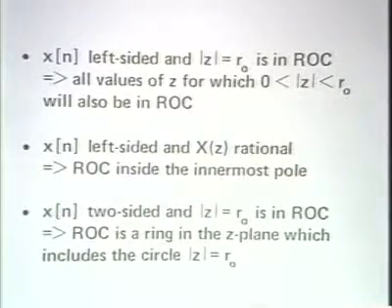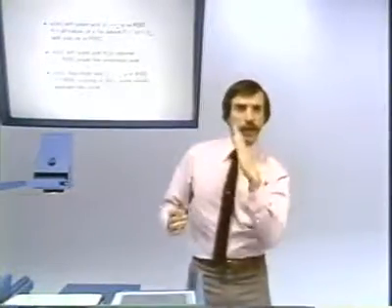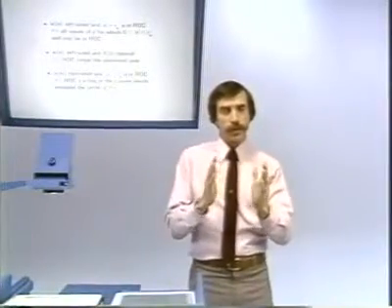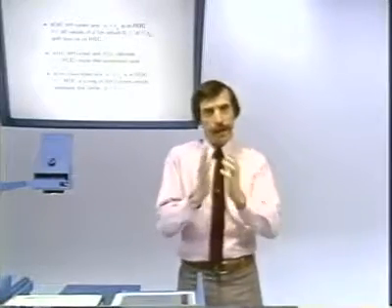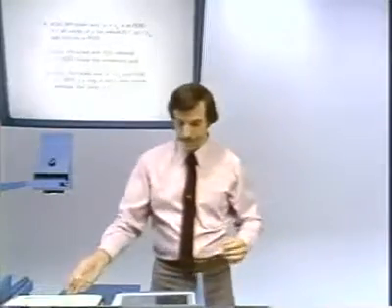And finally, if we have a two-sided sequence, then there's a balance between the exponential factor that we use. And so in that case, the region of convergence will be a ring in the z-plane and essentially will extend outward to a pole and inward to a pole.